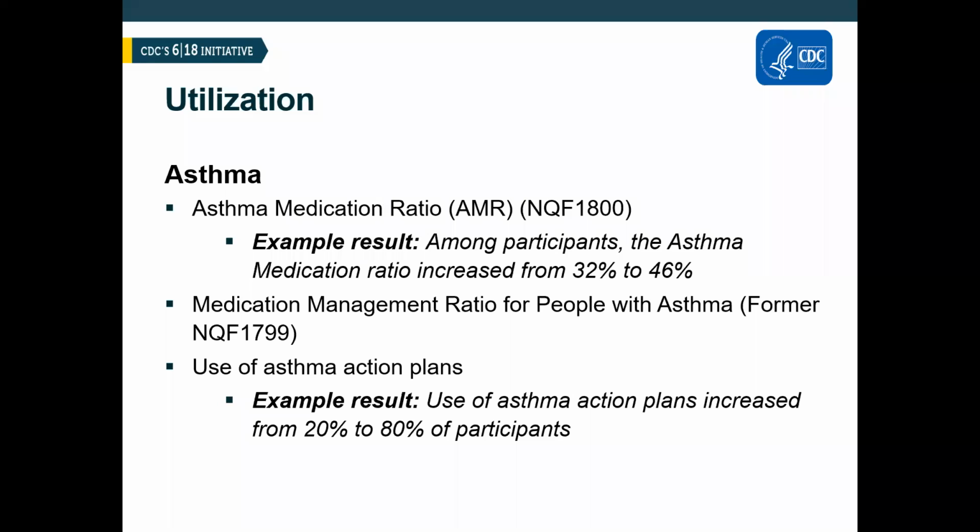Some additional examples of utilization measures for asthma might be the asthma medication ratio, which is NQF 1800. Possibly use of asthma action plans. So again, thinking about the extent to which providers are working with patients to improve their asthma maintenance.